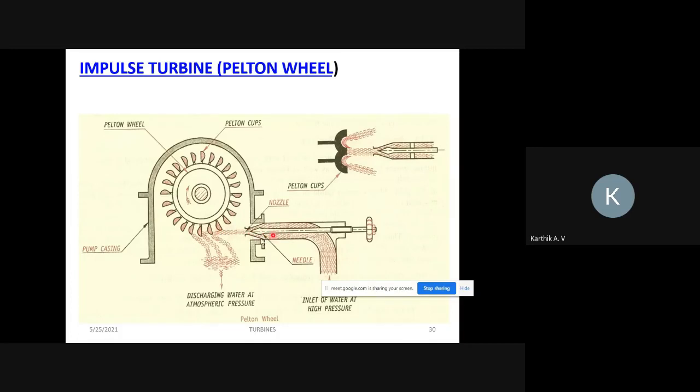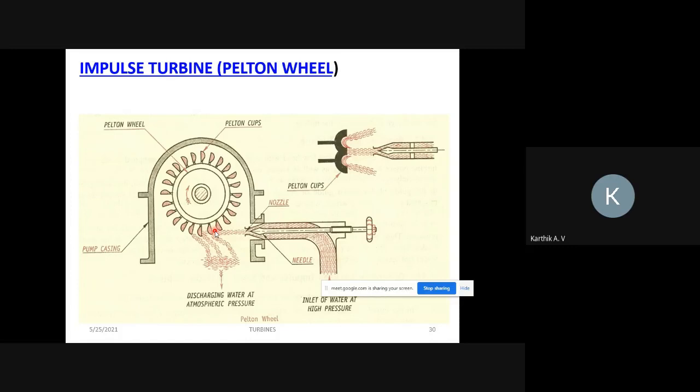Here the area is reduced, so the pressure increases. Further, you can increase the pressure with the help of this needle valve. So you can increase or decrease the pressure with the help of this opening, which is controlled by the needle valve. Then high pressurized water comes out from the nozzle and hits the moving blade. These are called Pelton cups. Because of this water, the turbine blade starts rotating.